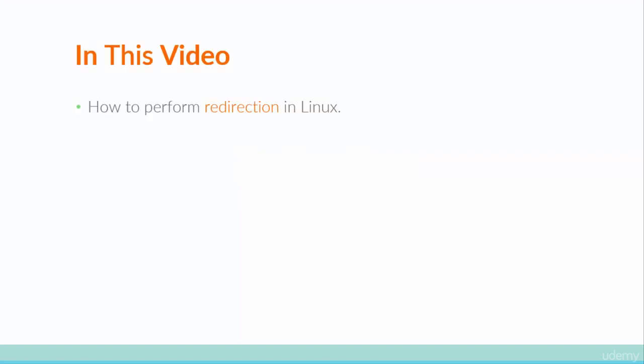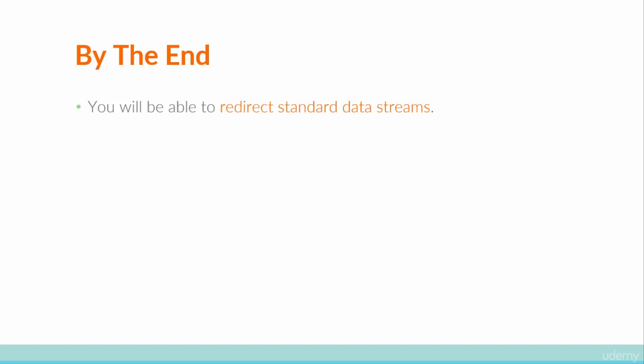So in this video, you're going to begin gaining superpowers by learning how to perform redirection in Linux, and later on in the next few videos, we'll be covering piping. But by the end of this video, you'll be able to redirect standard input, standard output, and standard error to your heart's content, and you'll feel much more like a computer genius already. So let's go ahead and get right into it.